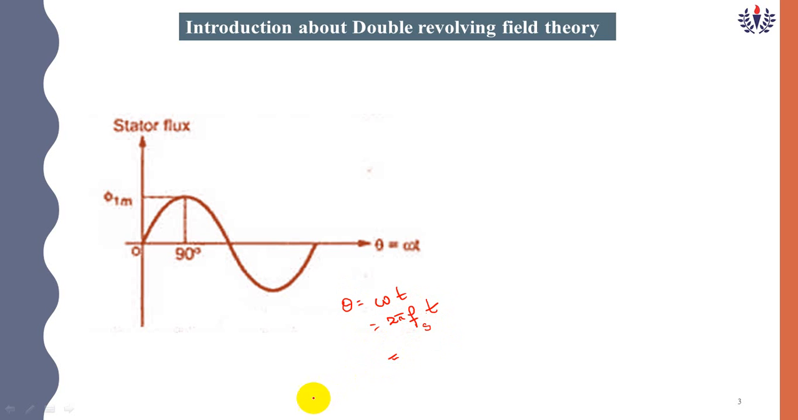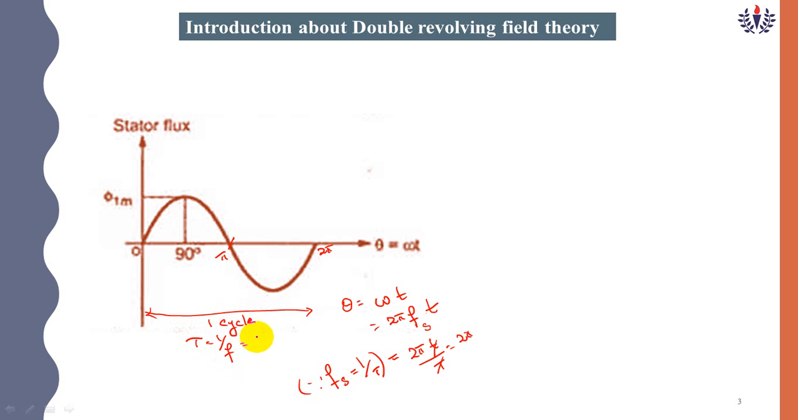In terms of time, f is inversely proportional to t. So omega t is 2 pi into t divided by t, the t and t cancel, and we get 2 pi. This is pi, and this is 2 pi. From 0 to 2 pi is one cycle, so T equals 1 by f.